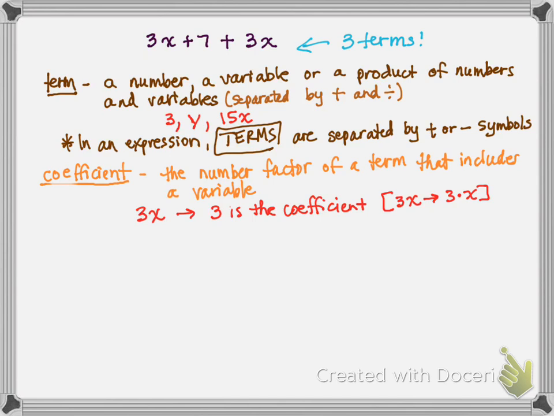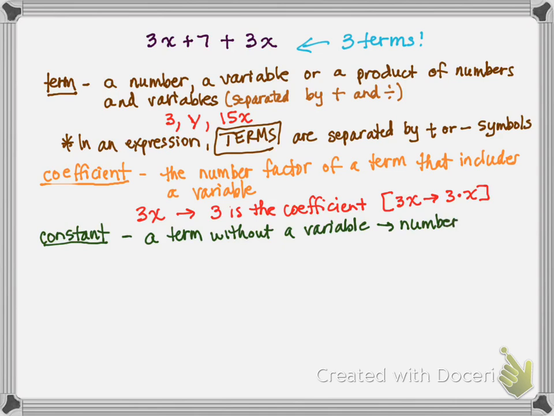Okay, next one is going to be the word constant. So something that's constant never changes. So if you think about a problem, what will never change? 7. In our example, 7 will always be 7. So a constant is a term without a variable. In other words, it's a number only. So it's not a coefficient, which is part of a product with a variable. It's just a number that stands alone.